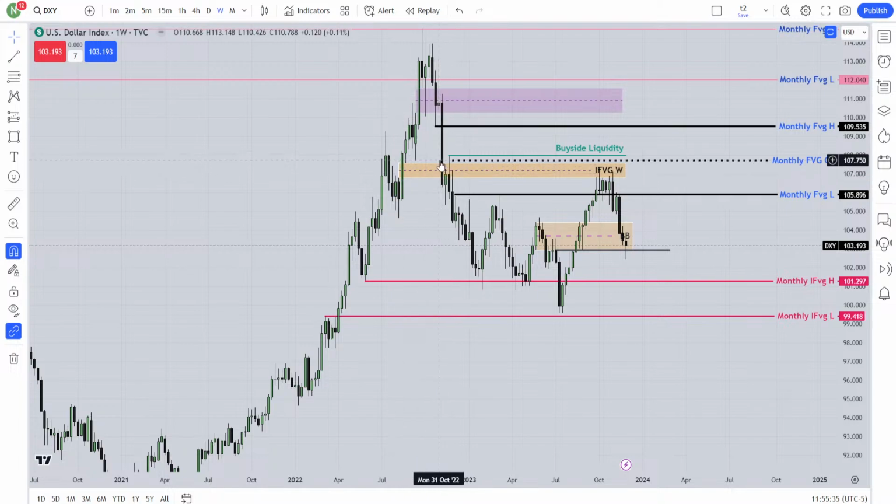This candle high actually closed at the level of the consequent encroachment of this fair value gap. That means I have more space that is overlapped with that fair value gap. This will be used as my IFVG. Here, that's why I write it down, IFVG weekly.